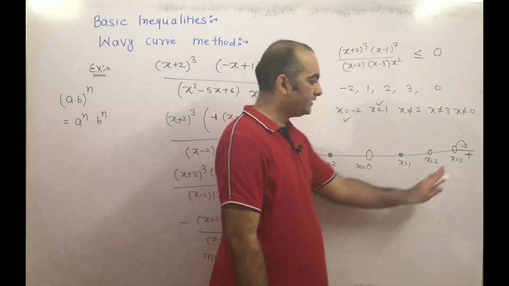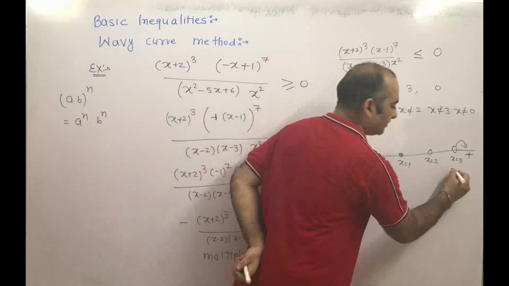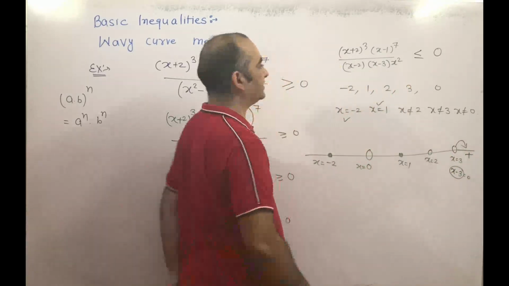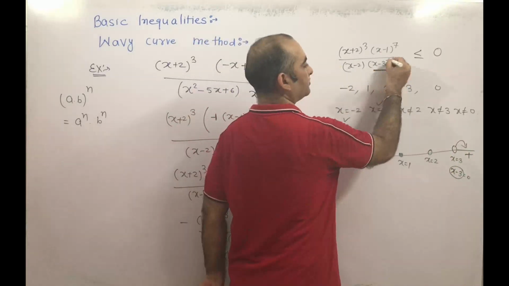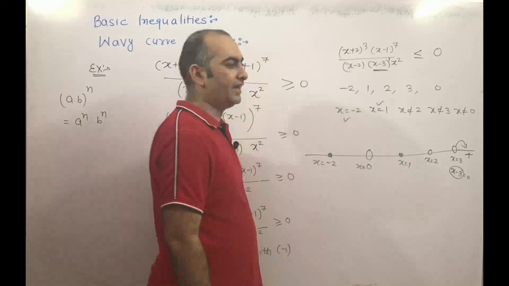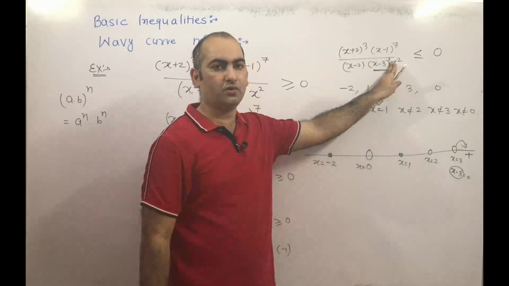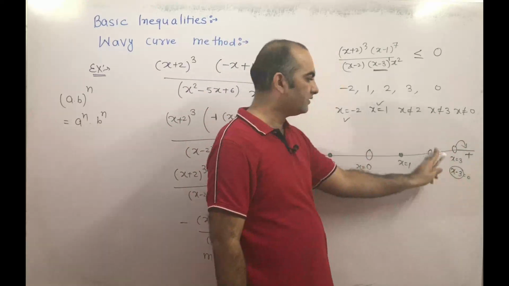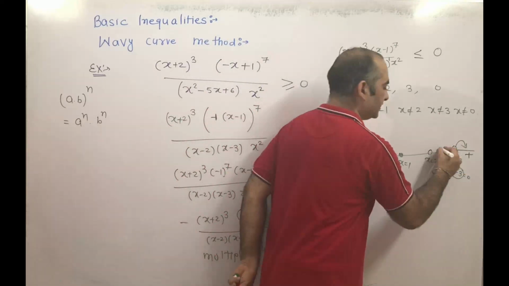Now x equal to 3 is there, so we take x minus 3 equal to 0. We have to check x minus 3. The power of x minus 3 is what? Odd. The power is 1, and 1 is an odd number. So the power is odd. This side is positive, so on this side a negative sign will come, because we have to change the sign.